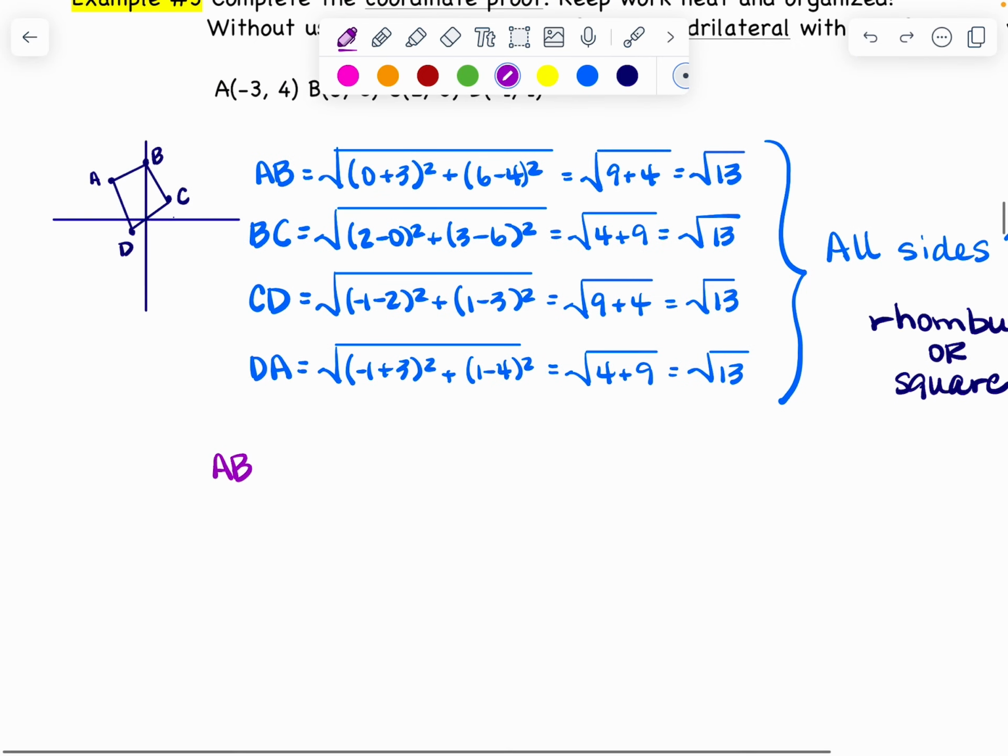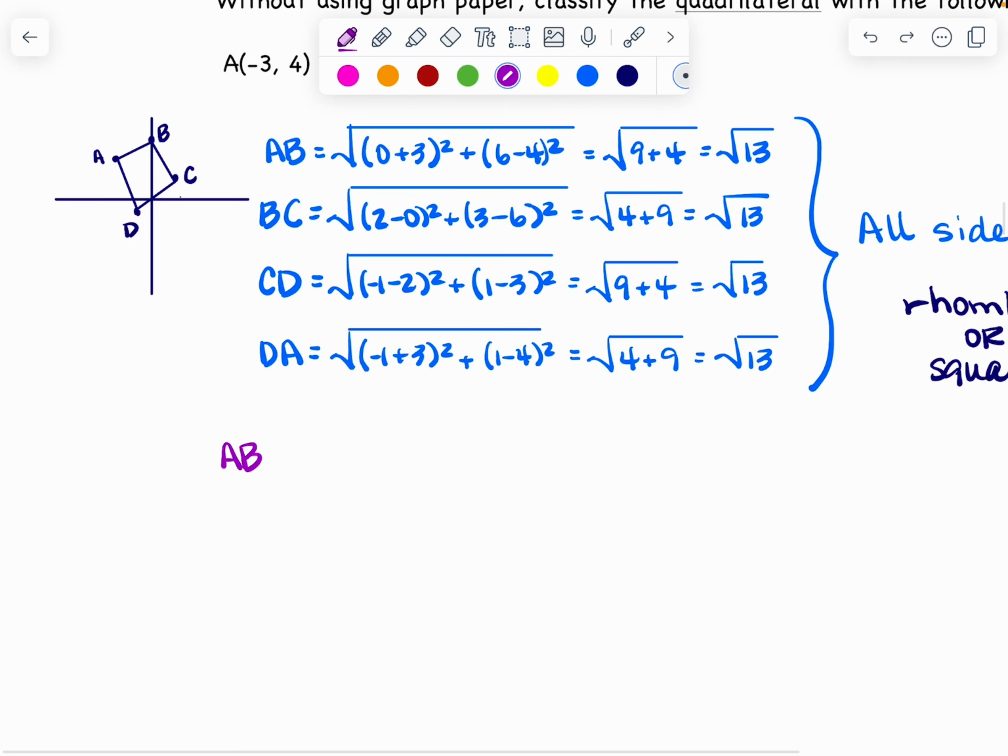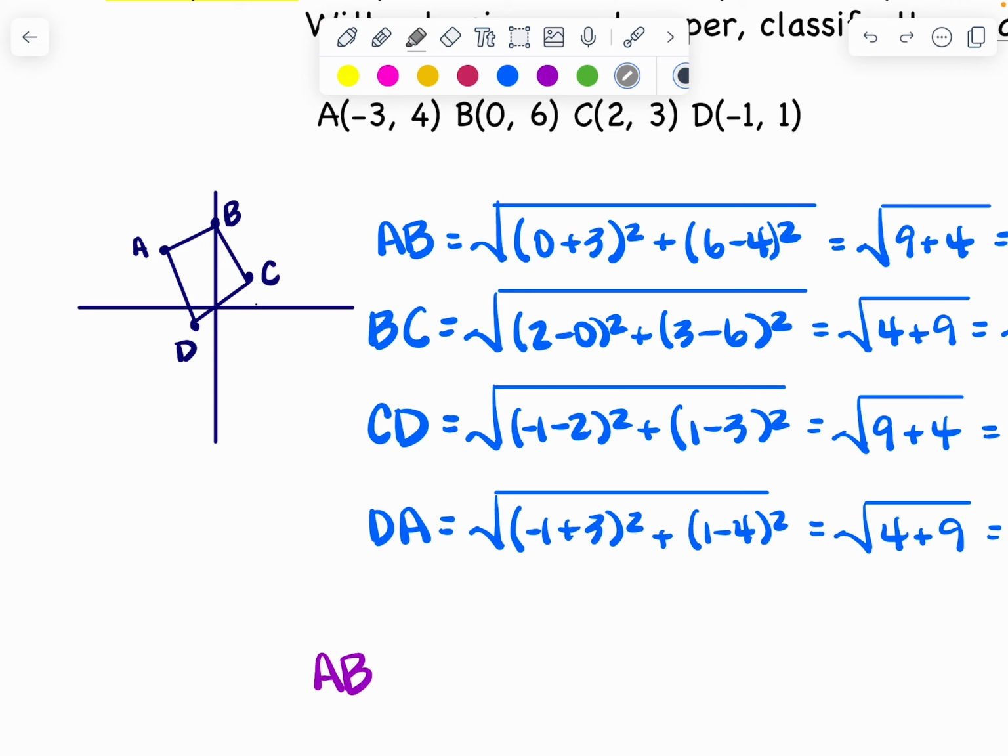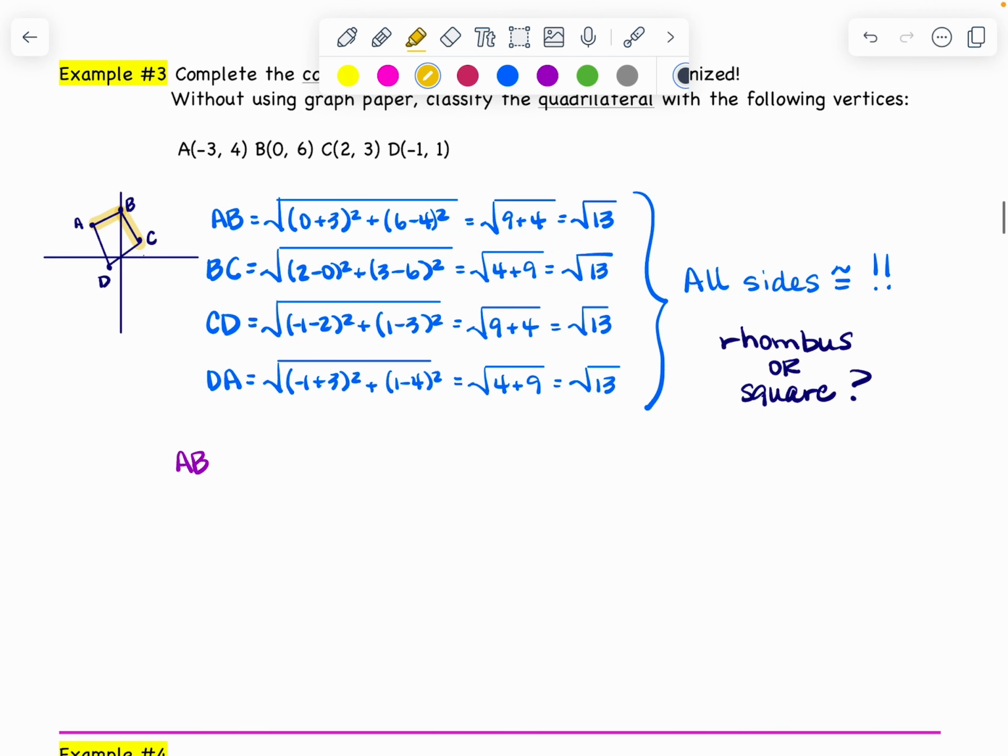Okay? Because we've already proven that it's definitely a parallelogram of some kind. We just have to be as specific as possible. So I'm just going to do the slope of AB and BC. I'm just choosing that corner, not for any reason, right? But I'm going to choose that corner. So I'm going to go find the slope of AB.